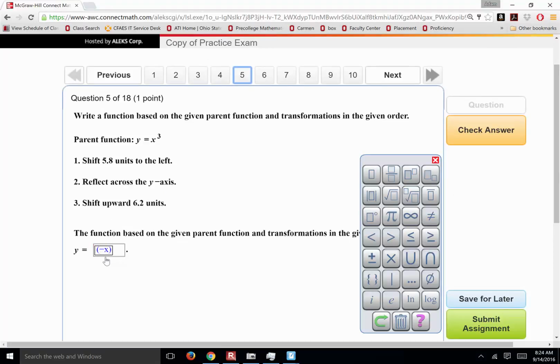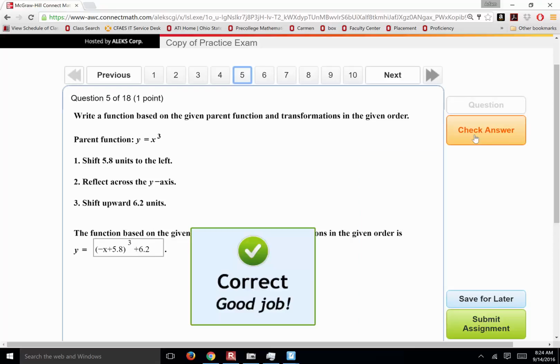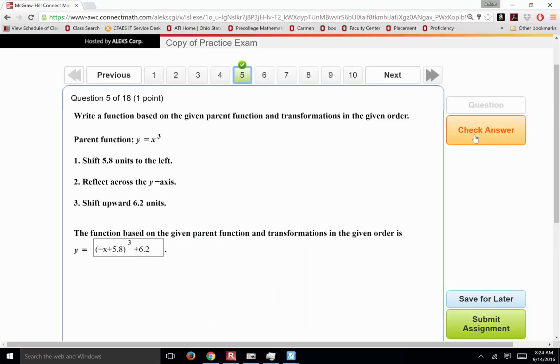Takes a while to type it though, so be patient at this stage. 5.8 added, and then we raised this to the power of 3. And always, if you want to move to the ground, use arrow keys. Mouse is tricky. Don't go with the mouse and try to click here. Move with the right arrow key. It's going to be on the ground. Plus 6.2. Okay.